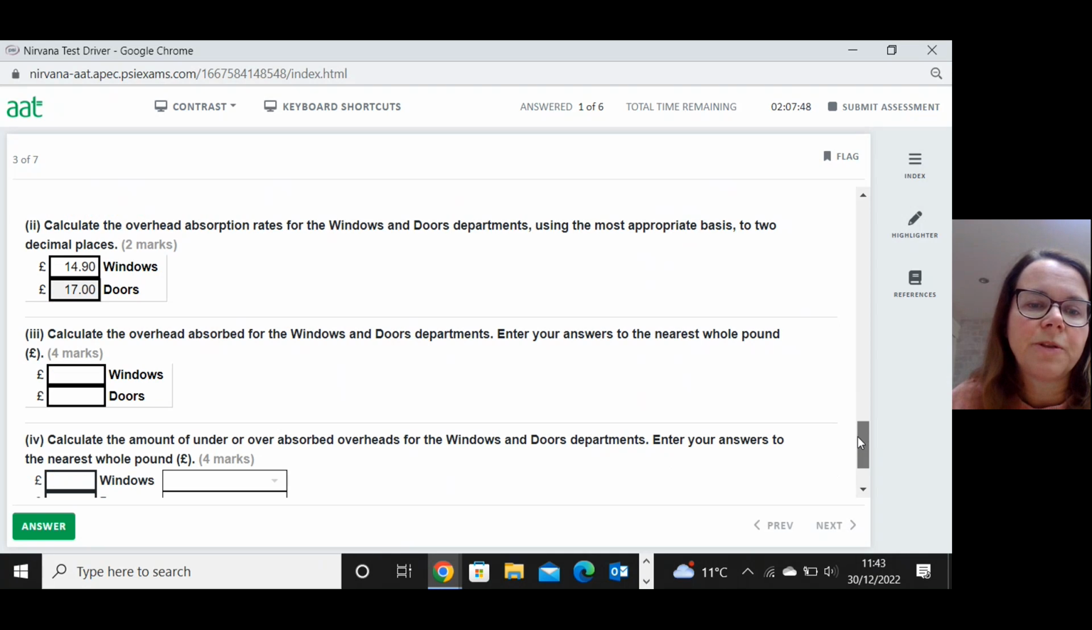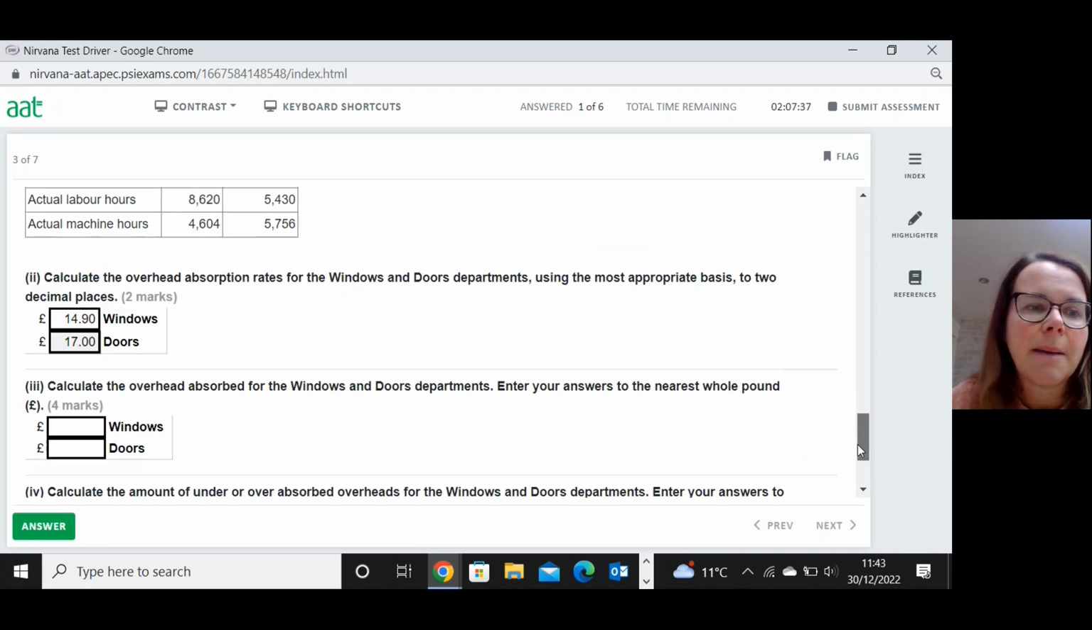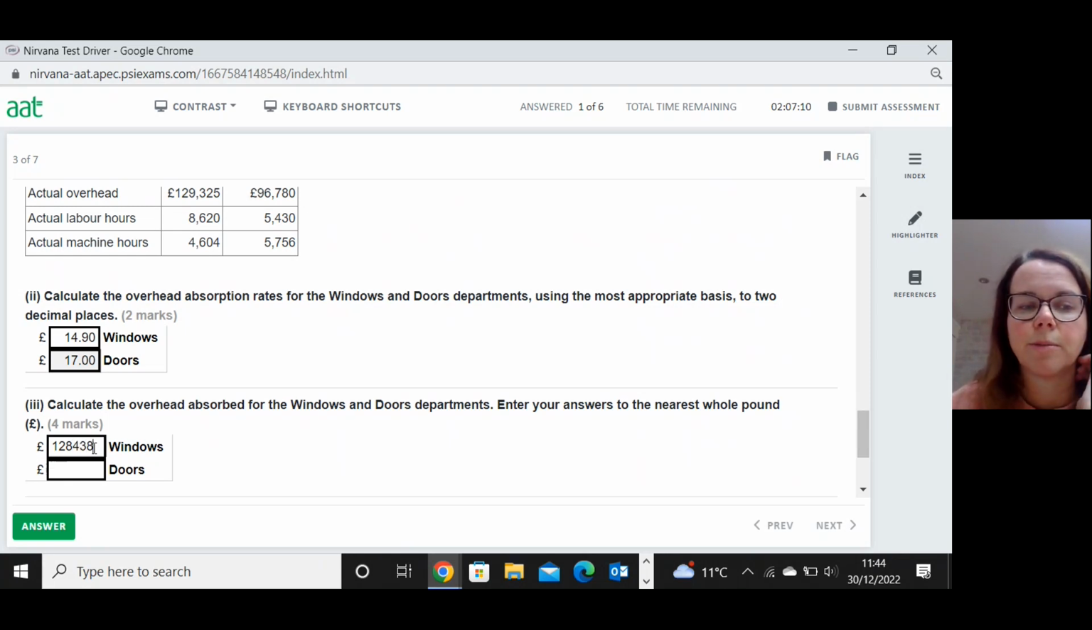Calculate the overhead absorbed for the windows and doors department. So to work out what's been absorbed, I need to take my overhead absorption rate, so £14.90 for Windows, and multiply it. So remember, Windows was done on the labour basis, wasn't it? So I need to multiply £14.90 by the 8620, which is the actual labour hours for the Windows. So £14.90 times 8620 gives me 128438 has been absorbed.